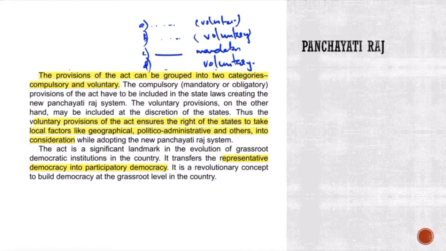So the voluntary provisions of the Act ensure the right of the states to take local factors into consideration, right? So this Panchayati Raj system should have some features that are uniform throughout the country, but that does not mean that every single state should have the same kind of Panchayati Raj system. So you're also letting the state legislature, and state legislature means whom? Your MLAs, right? Because we have put our own representatives in our assemblies, they get to choose or adopt some system that works better for those states. For example, we'll come to those examples in a bit.